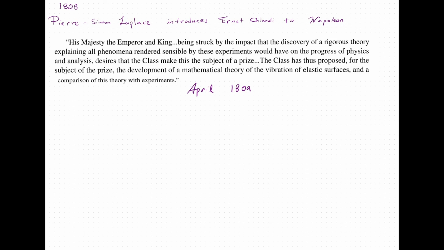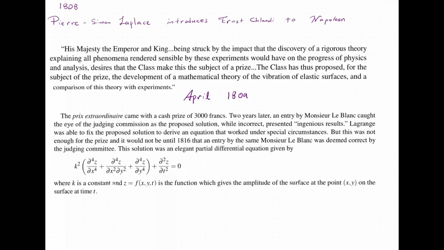And as such, the Paris Academy of Science introduced the Prix Extraordinaire, the extraordinary prize for whoever solved this experiment of Shanley. The prize came with 3,000 francs, and 2 years later, an entry by Monsieur Leblanc caught the eye of the committee in charge of awarding the prize. Now, the proposed solution was incorrect. The results were ingenious. Lagrange was able to fix a certain portion of the argument, but it was still not enough to get a general theory.